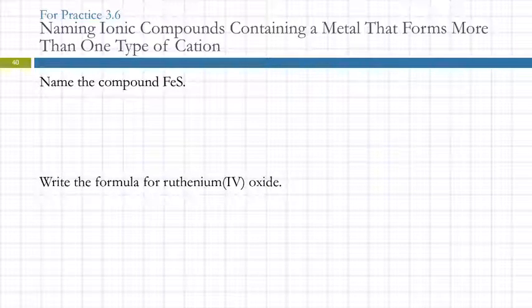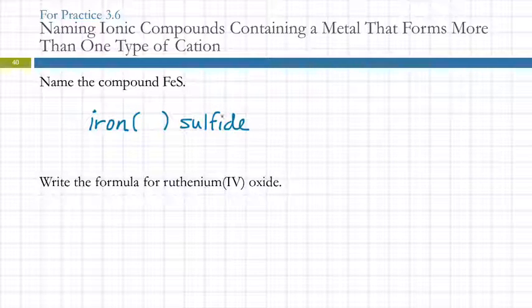So Fe is a symbol for what element? Iron. Is iron in groups 1A, 2A, 3A, zinc, or silver? Nope. Needs a Roman numeral. Put a space there. Sulfur. We're using an awful lot of sulfur. What does that become? Sulfide. So we've got most of it.